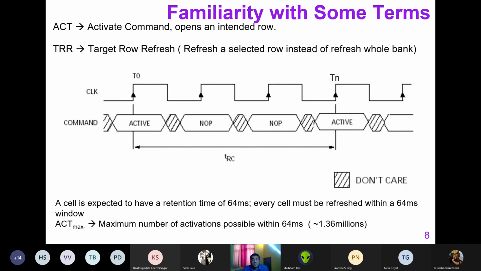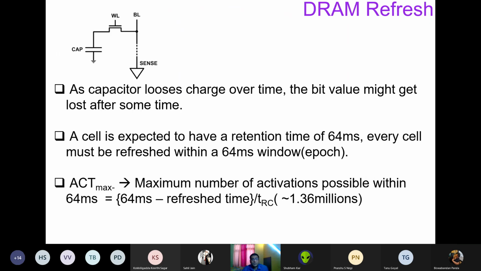Now, just to get familiarized with DRAM refresh. This is a capacitor and there's a word line and a bit line. The capacitor will lose the charge after some time if we do not refresh it. So this refresh time of 64 millisecond means a capacitor can hold the value of a bit till 64 millisecond. If you do not recharge, that will be lost. So that is called the 64 millisecond refresh window. That is the epoch we are talking about.